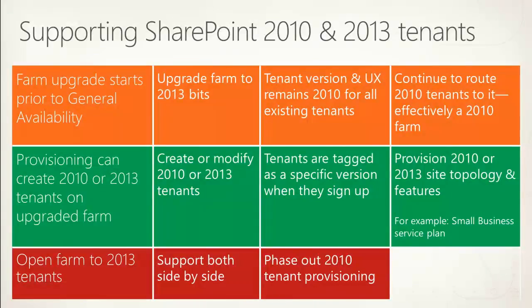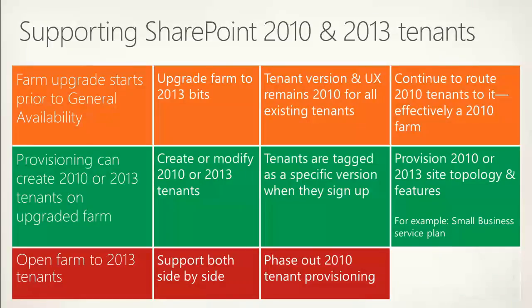Provisioning, though, at this point, is able to do both. If a tenant comes in tagged as 2013, it will give you the 2013 topology. So if it's a small business tenant that's 2013, instead of just getting one site collection, you'll get a my site host, a separate public website, and the full 2013 experience.